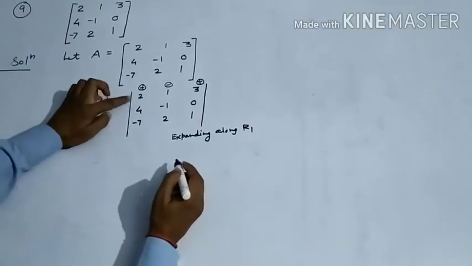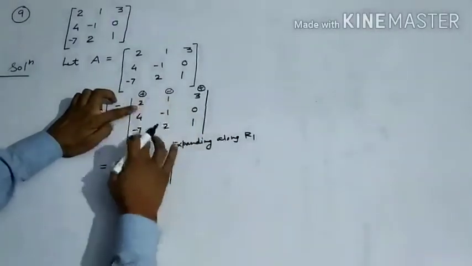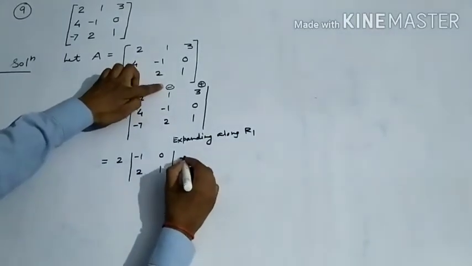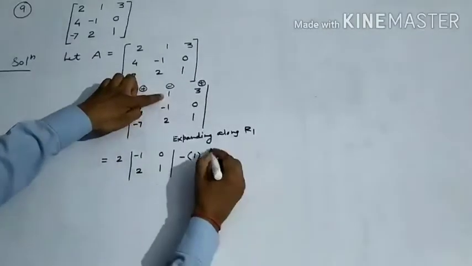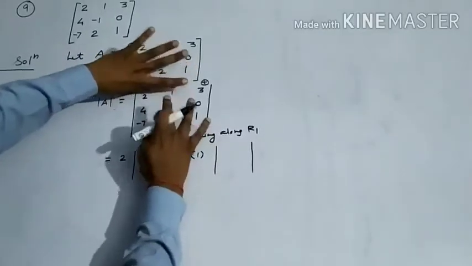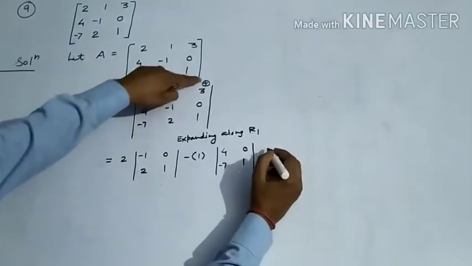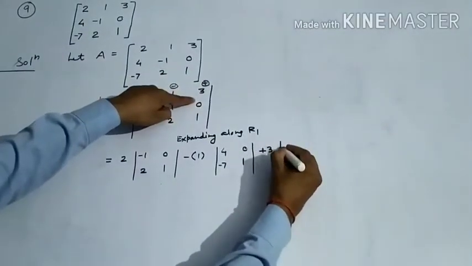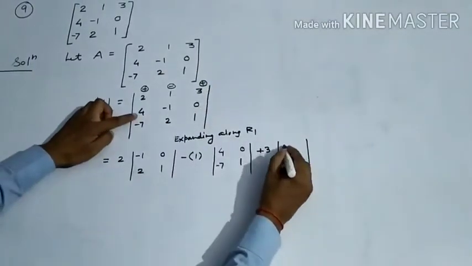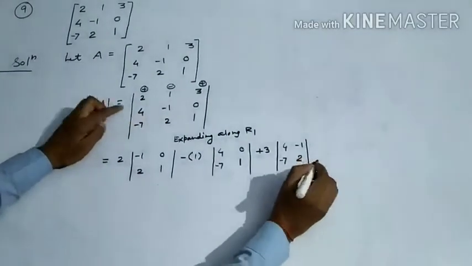So here you see we are taking the 2, and then the subdeterminant after leaving the first row and first column, so here minus 1, 0, 2 and 1. Then the sign is minus, and then plus 1 is given, so this is the 1. And then the subdeterminant after leaving the first row and second column, means this and this you have to leave. So what is remaining? 4, minus 7 and 0, 1. And then plus 3, and then the subdeterminant after leaving the first row and third column: 4, minus 7, and then minus 1, and 2.